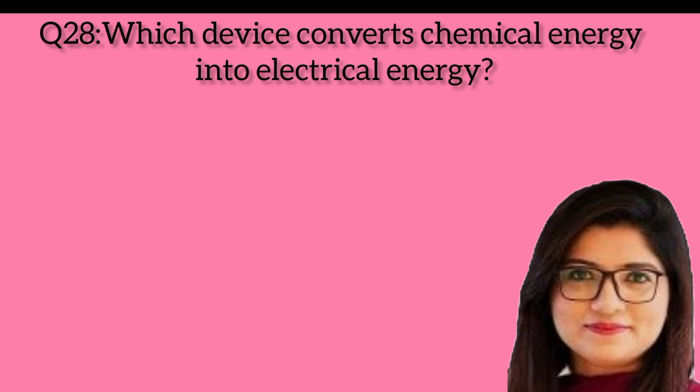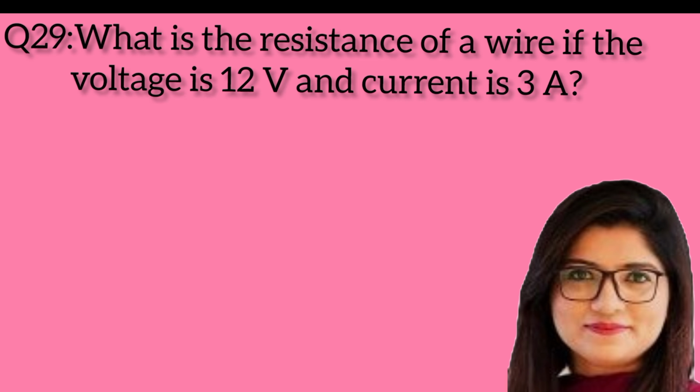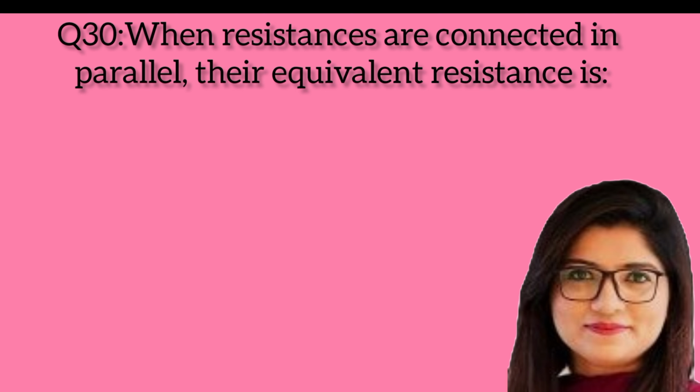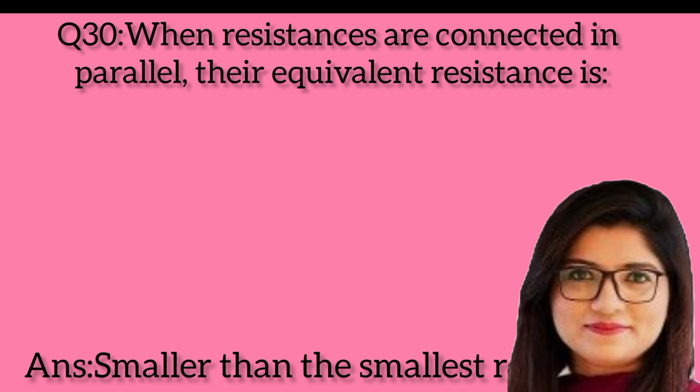Question 28. Which device converts chemical energy into electrical energy? Answer: battery. Question 29. What is the resistance of a wire if the voltage is 12 V and the current is 3 A? Answer: 4 ohm. Question 30. When resistances are connected in parallel, their equivalent resistance is. Answer: smaller than the smallest resistance.